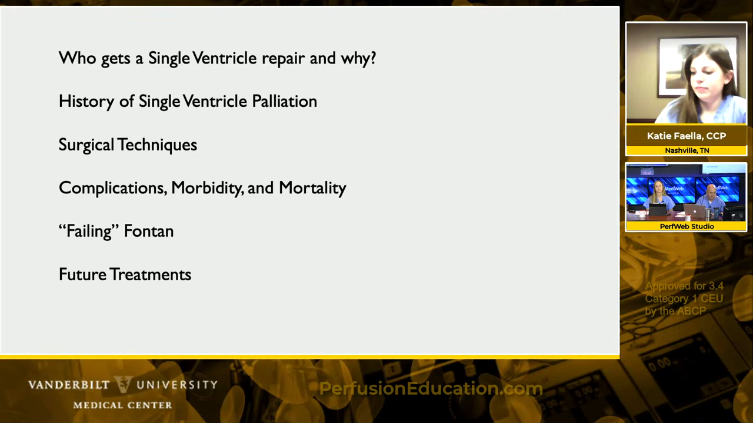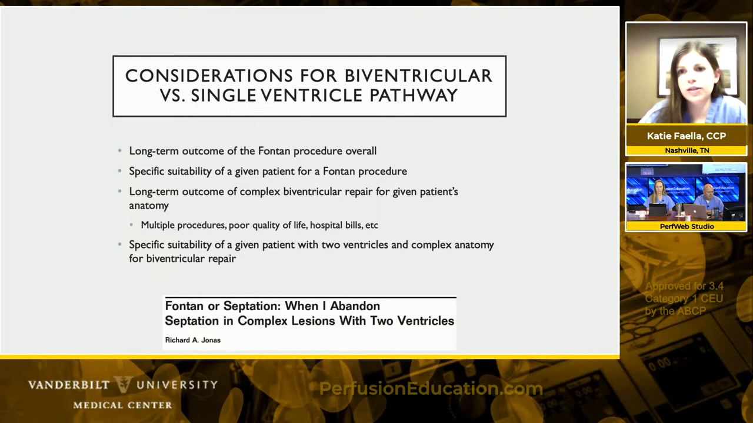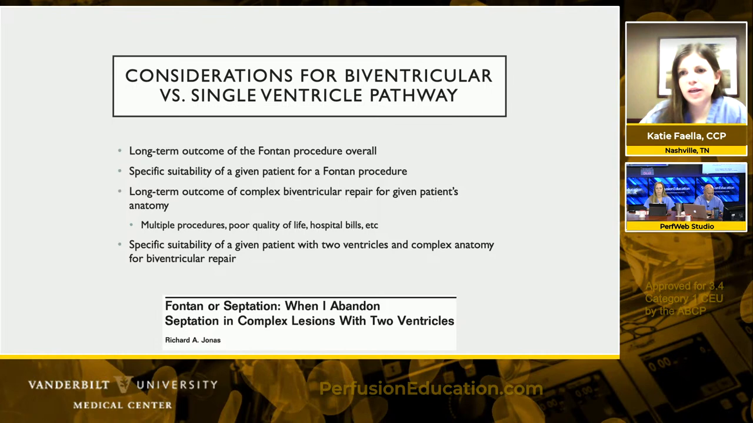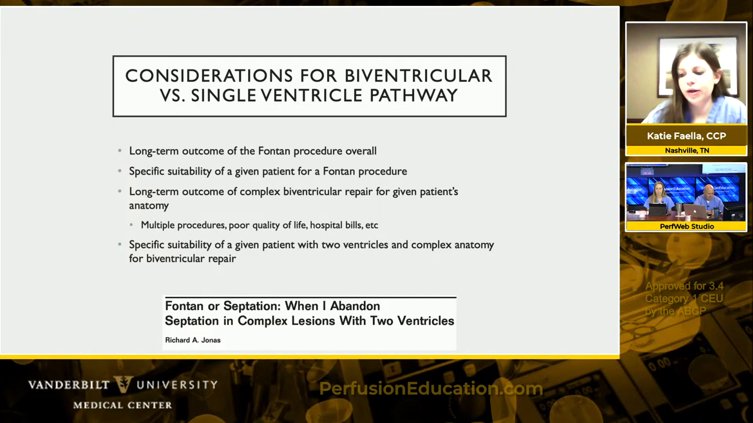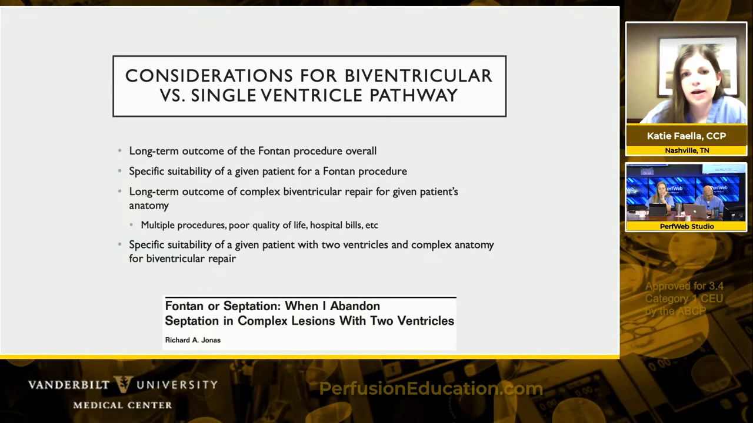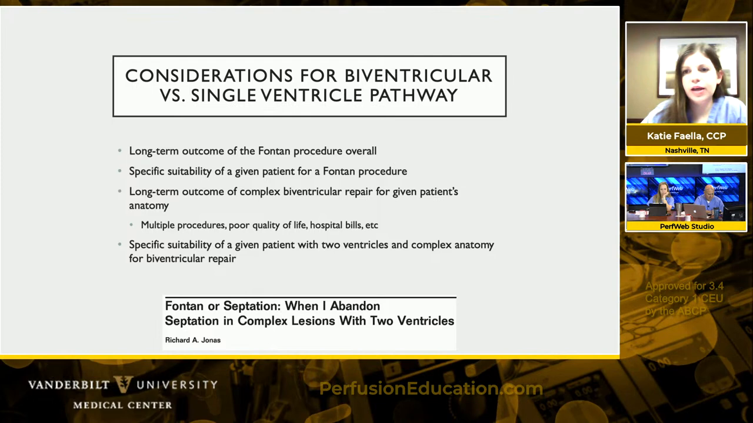So the first thing I want to talk about is some of the things that go into the decision of who's going to get a single ventricle repair versus a biventricular repair. These are going to be some of our patients that have complex anatomy, but they still might have two ventricles. So what are some of the things to help the surgeons or the cardiologists decide if they should get a single ventricle repair? We have to think about the long-term outcome of the Fontan procedure overall and the specific suitability of that patient for a Fontan. And then the long-term outcome if they were to undergo that complex biventricular repair. That might involve multiple procedures. They might not have a great quality of life. They might be in the hospital more than they're out of the hospital. There are medical expenses, et cetera.